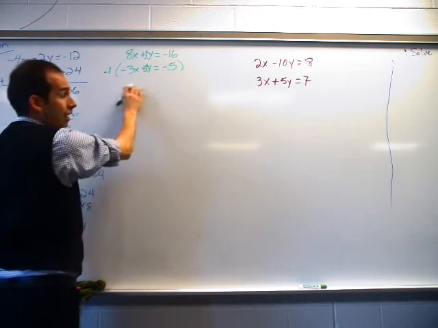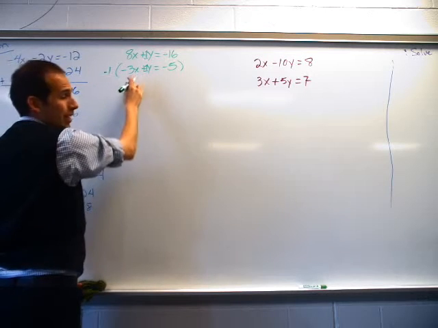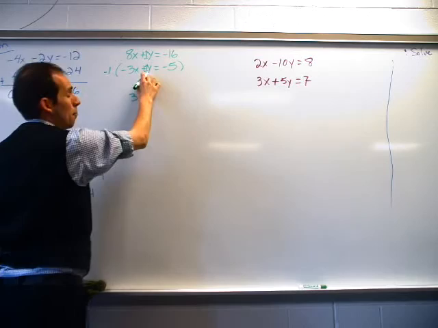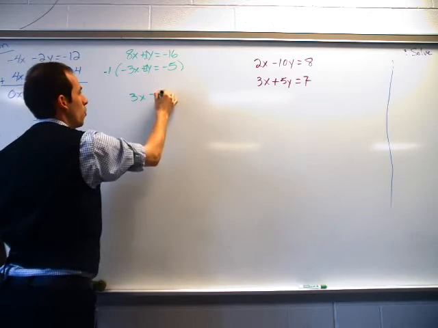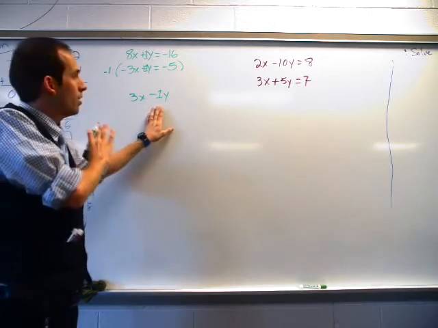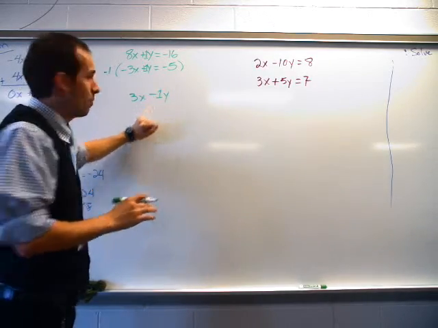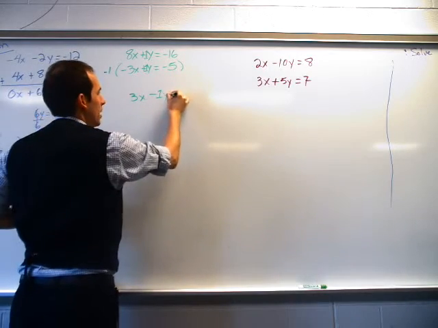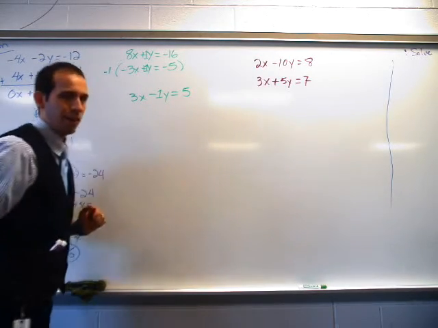So I'm going to rewrite this equation. Negative 1 times negative 3, that's positive 3x. Negative 1 times positive 1 is negative 1y. I write the 1 there so you can see it. If you don't write it, it's still there, okay? But you write it as long as it helps you. Negative 1 times negative 5, that's a positive 5.